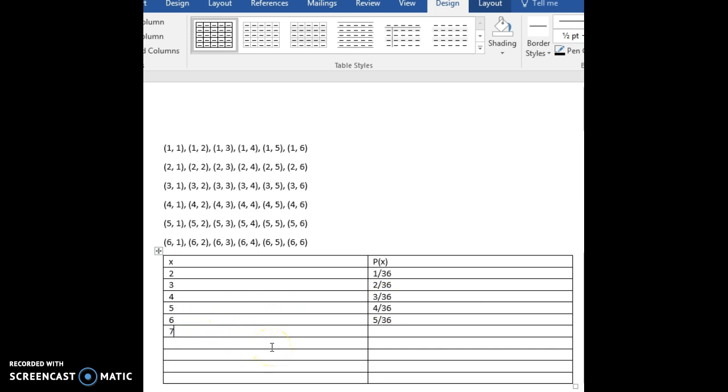All right, and let's see how many of them add to 7. 6 and 1, 5 and 2, 4 and 3, 3 and 4, 2 and 5, 1 and 6. So there are 6 of those out of 36.